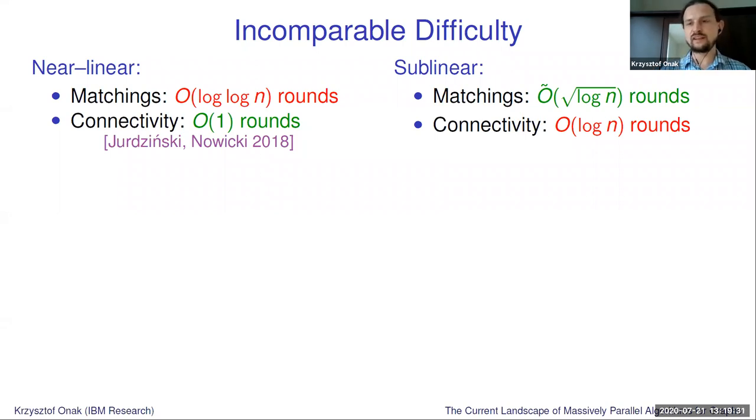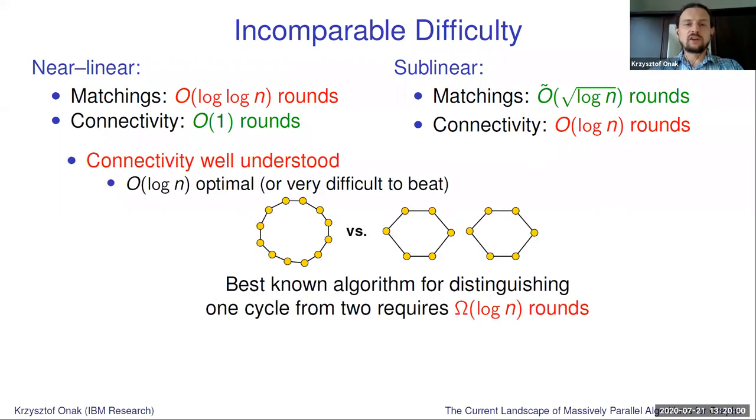This can be achieved by taking some algorithm that was initially developed for a different distributed model called congested clique. It turns out that this model is very closely related to MPC with near-linear space. In the sublinear memory regime, we know that matchings can be done in square root of log n rounds essentially. And for connectivity, we are stuck at log n. So you could ask, okay, which of those things are optimal, right? And the answer is it's complicated, but for connectivity, it seems that the complexity is very well understood, right?